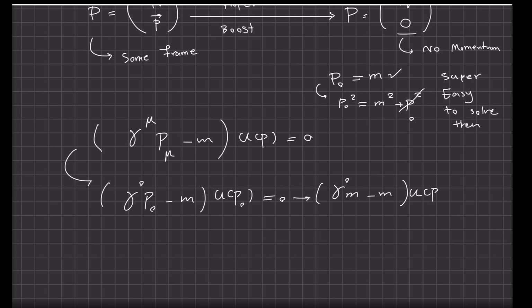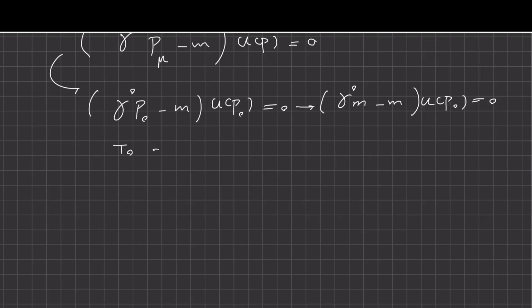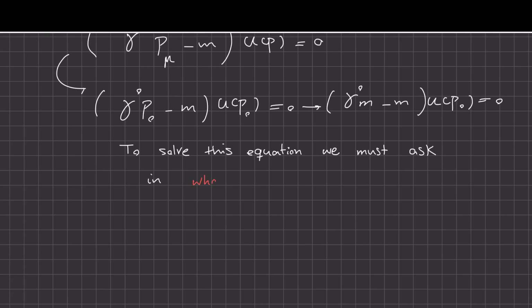So when we are taking it into the rest frame of reference, the equation is so simple. We only have this gamma zero matrix. So now to solve this equation, we need to just write down the form of gamma zero. What representation do we need for the gamma zero to be used here? When we are using that representation, that is giving us the answer.